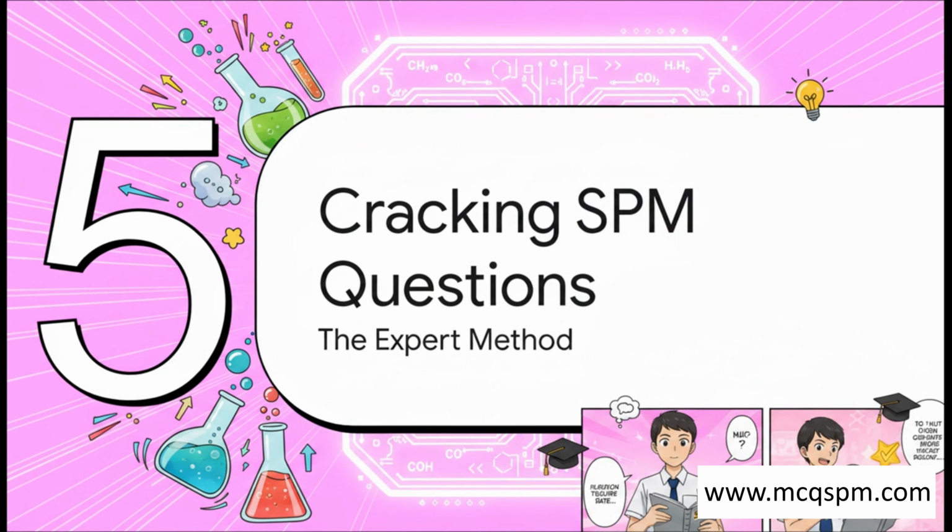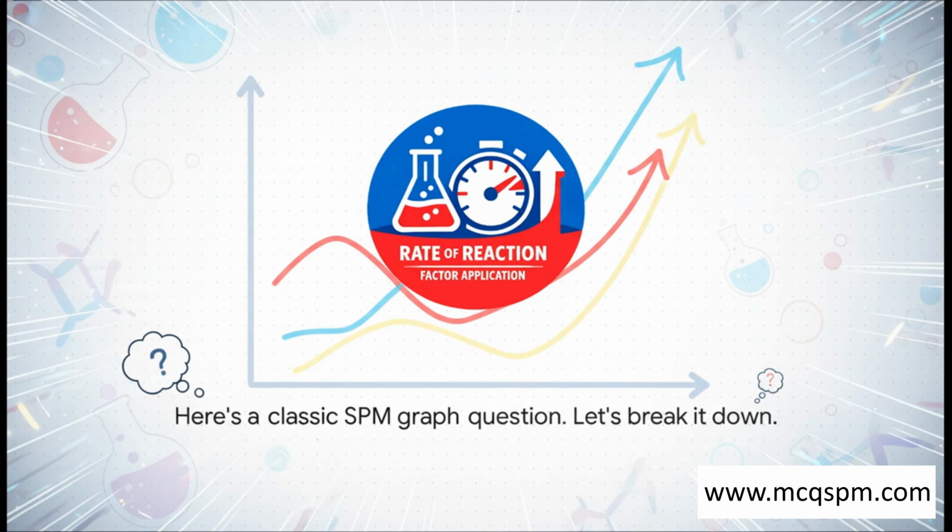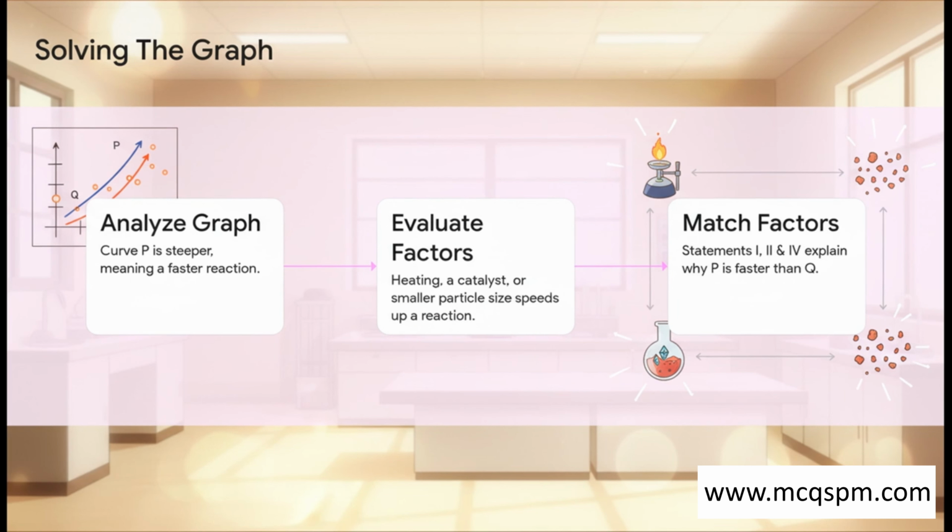Okay, now for the part you've been waiting for, applying all this knowledge to score marks. Let's break down exactly how to confidently solve actual SPM questions on this topic. When you see a graph like this in your exam, the first rule is do not panic. There's a really simple method to figure it out. The most important thing you need to look at is the steepness or the gradient of each line. Just follow this 3-step process. 1. Analyze the graph. Curve P is steeper, right? A steeper curve always means a faster reaction rate. 2. Remember the factors. What speeds up a reaction? Higher temperature, a catalyst, or more surface area. 3. Match them up. In this case, any of those factors would cause the faster reaction shown by curve P.